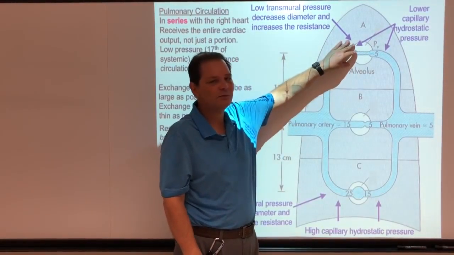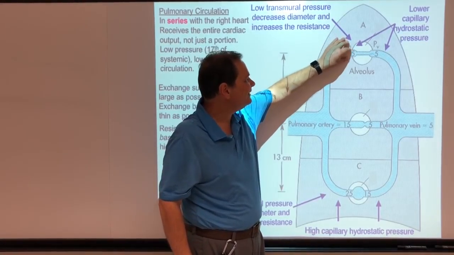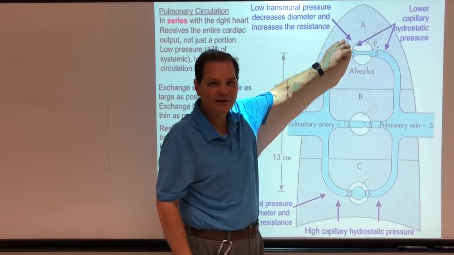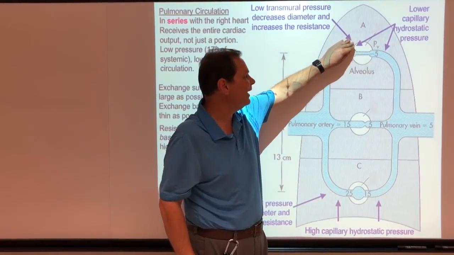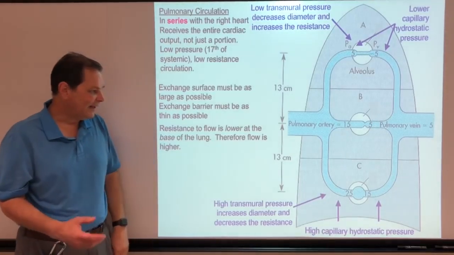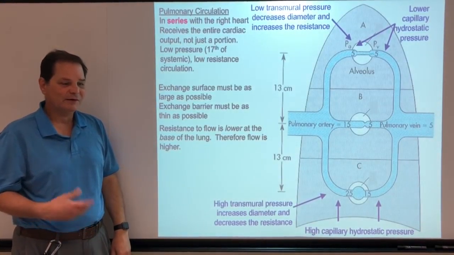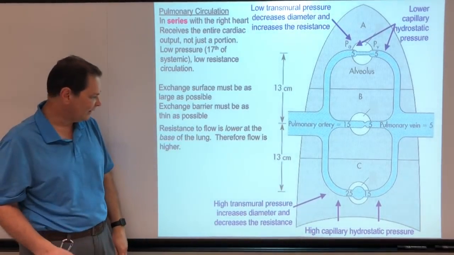The same thing is true at the apex. The radius is down up here because the pressure is down up here, the distending pressure. And so the lower the radius, the higher the resistance to flow. So we have high resistance to flow here, low resistance to flow here. And that creates a difference in the circulation in those regions. The base gets more blood flow, has higher flow.